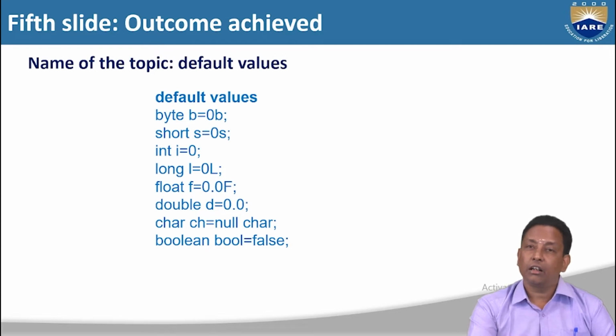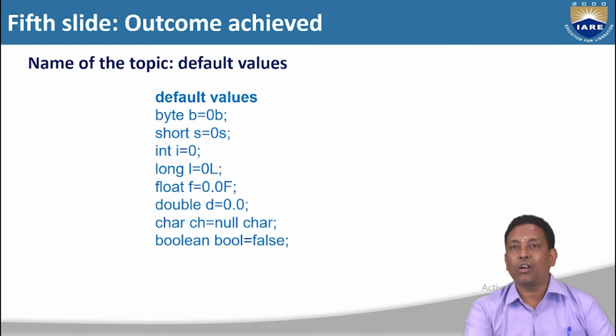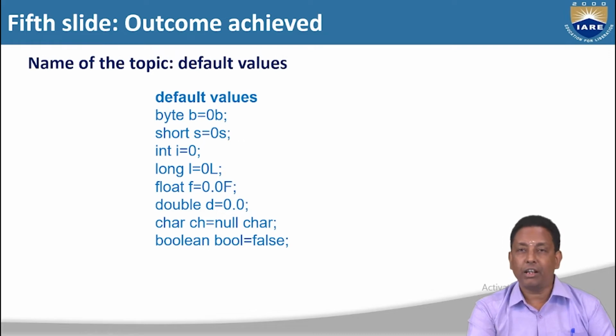To the int, we can directly assign 0, int a is equal to 0. To the long, explicitly we need to specify long l is equal to 0L. Small letter l or capital letter L we can put. That L indicates it's a long value. So for byte 0b, for short 0s, for int simple 0, for long 0L.